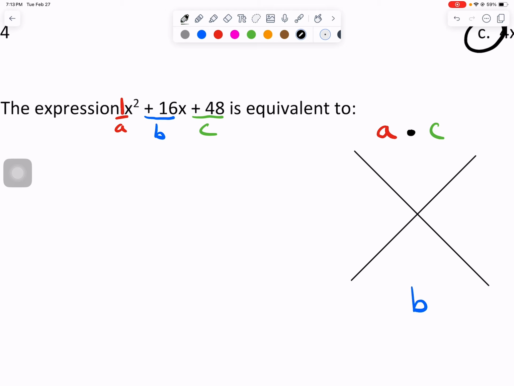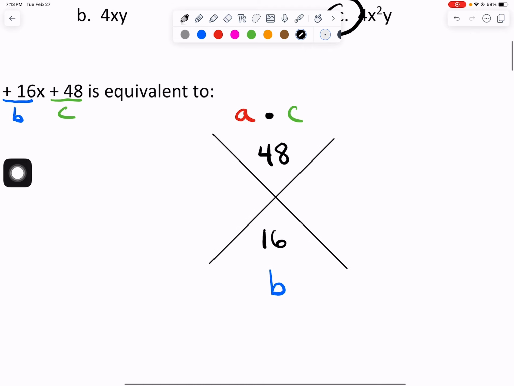Now, to get right here in our x factor, I want to do a times c. Well, 1 times 48 is simply just, yes, 48. Great job. And our b value is 16, so we will put this here.